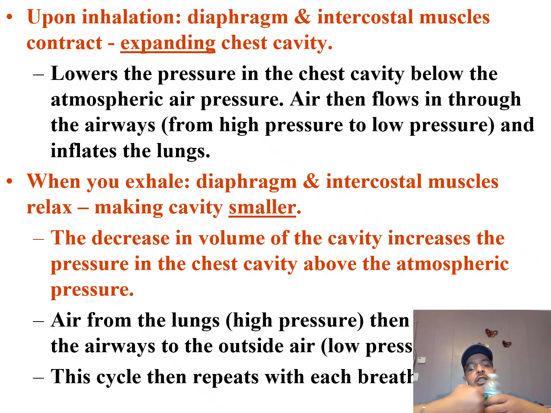That's kind of like us pulling on those imaginary handles on this water bottle. This lowers the pressure in the thoracic cavity below the atmospheric air pressure. Now, the atmospheric air pressure at sea level, where we are, happens to be 760 millimeters of mercury. So what happens? Well, from high pressure to now low pressure in our thoracic cavity, air then naturally goes in.